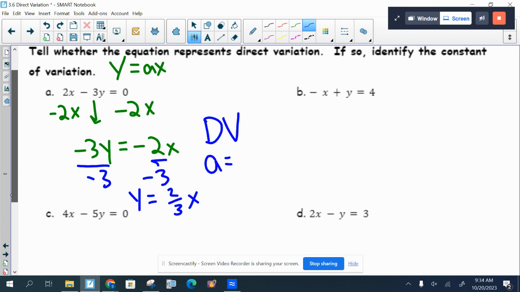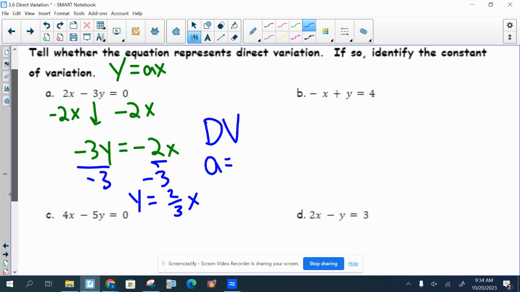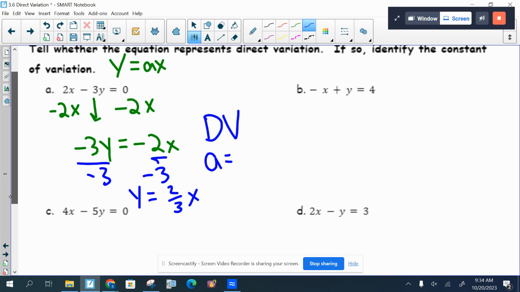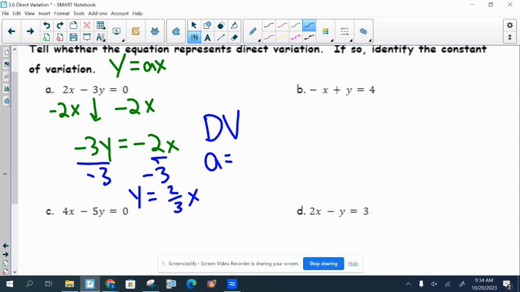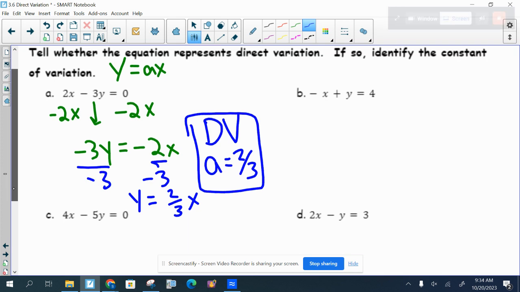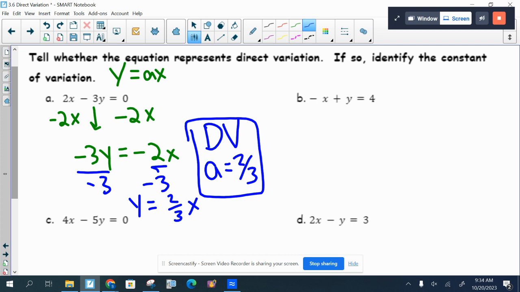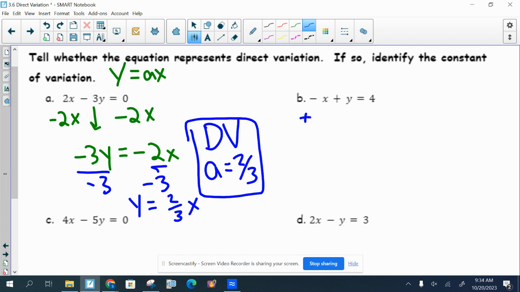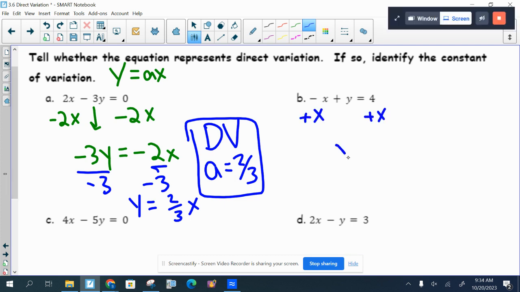Constant of variation. Gabby? Where do you see negative 2 from? Look at your final equation. 2/3, yeah. So that means each input, we're multiplying it by 2/3 to get the output. So it'll get a smaller number. For b, we can add the x over to get y by itself. So y equals x plus 4. You don't need to divide anything because it's just y.